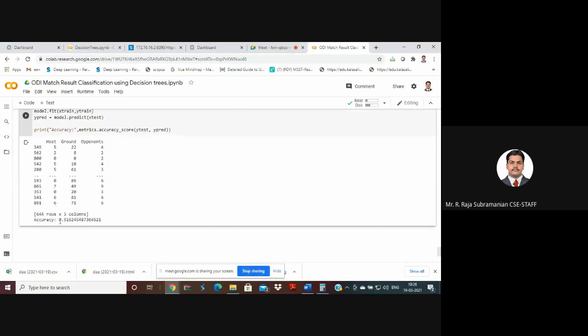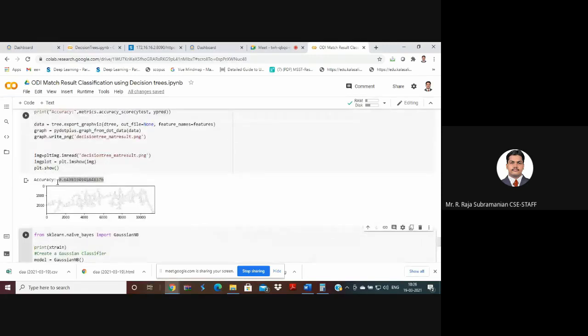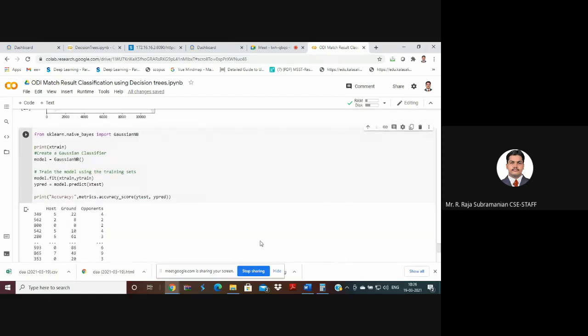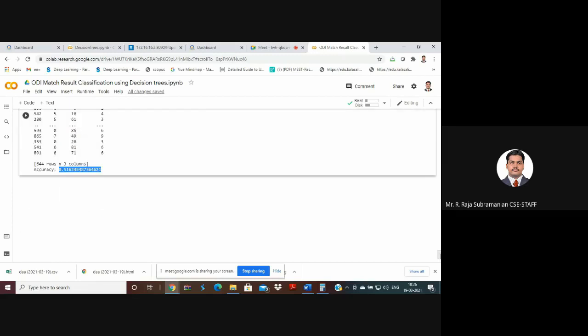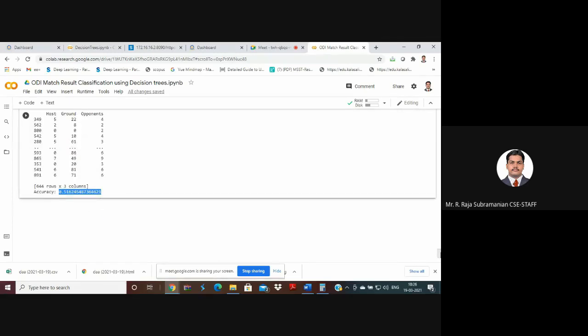Accuracy is 0.516. The accuracy of the decision tree is around 0.649. So this is the difference you are actually seeing. When I use the Gaussian Naive Bayes algorithm, I get an accuracy of 0.516 for classification of the match outcome.